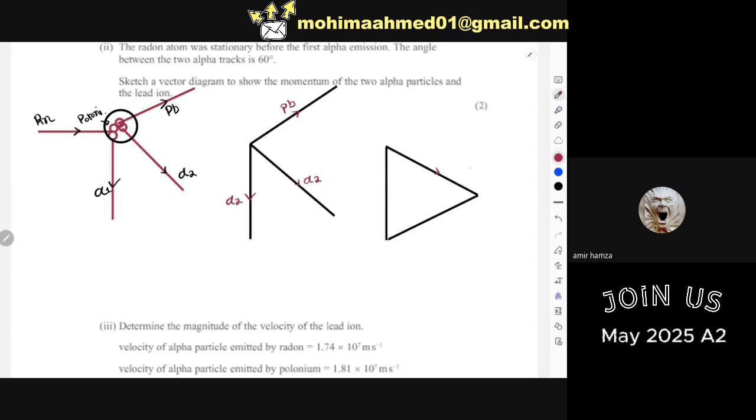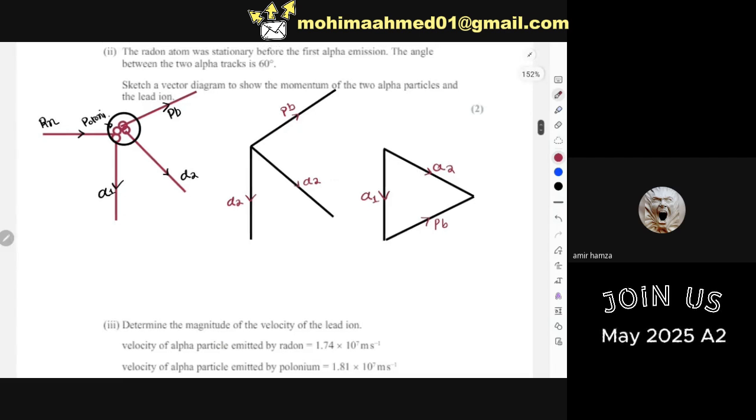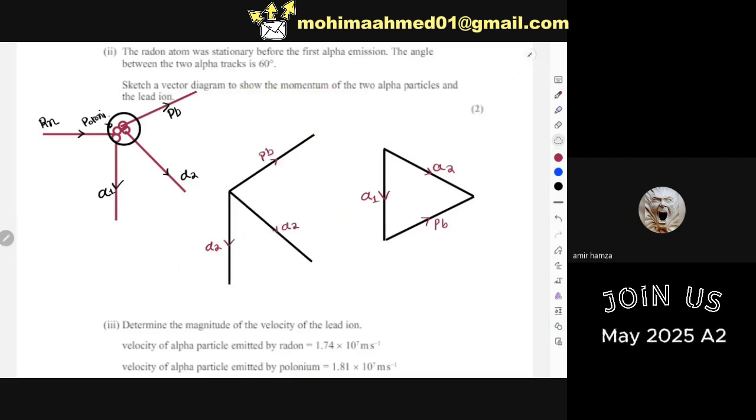So this is your alpha 2, this is your alpha 1, and this one is your lead. This is how the entire vector diagram would look. This is your final diagram. All the other diagrams that I have drawn are unworthy and will not give you any mark. This is the final diagram, your vector diagram. So far, this is the toughest question on momentum that I have seen. In the next question, you will see that not all questions are as tricky as this one.